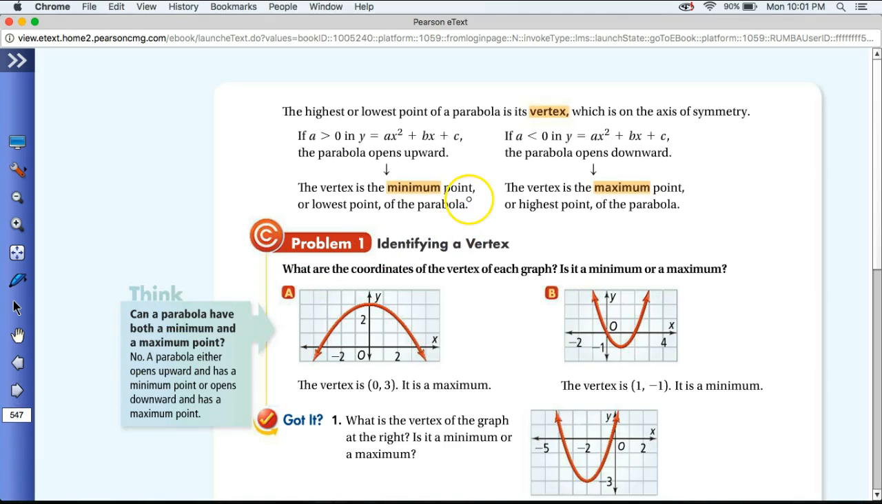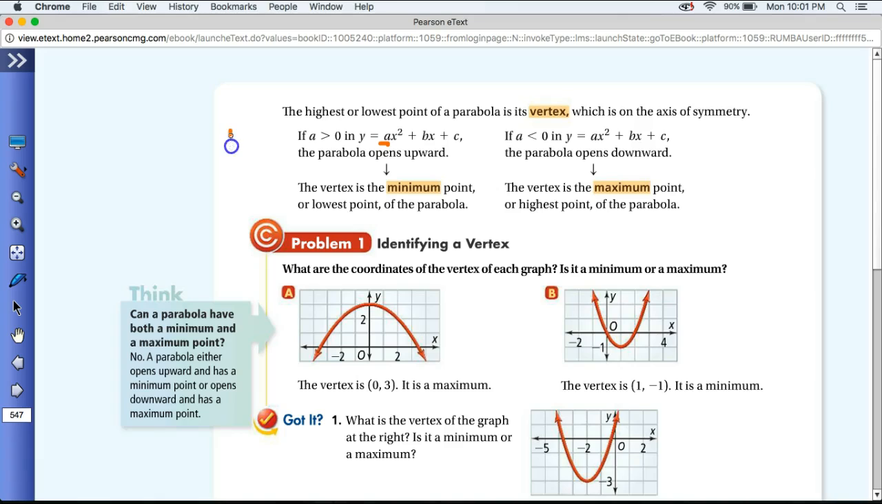So more terminology. The highest or the lowest point of a parabola is called the vertex, and the vertex lies on the axis of symmetry. When you have a situation in which the parabola opens upward, it's because a is greater than 0. In other words, it's a positive number. Positive lead coefficient causes this to open upward.